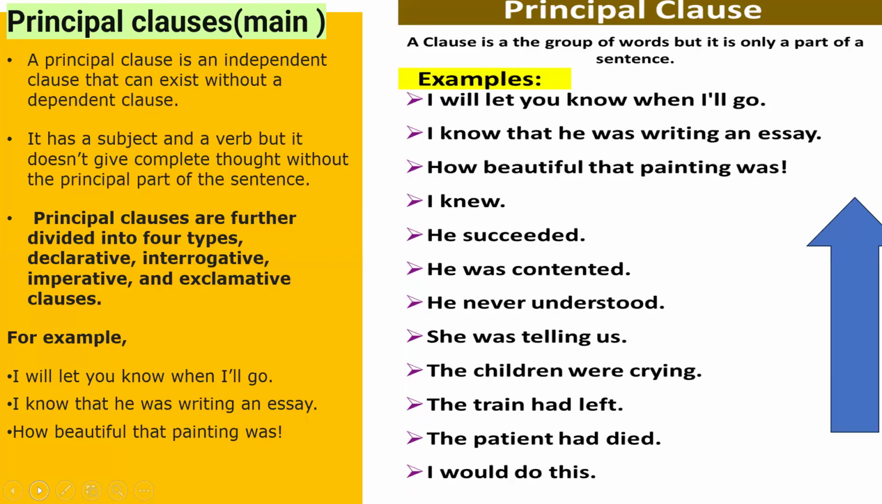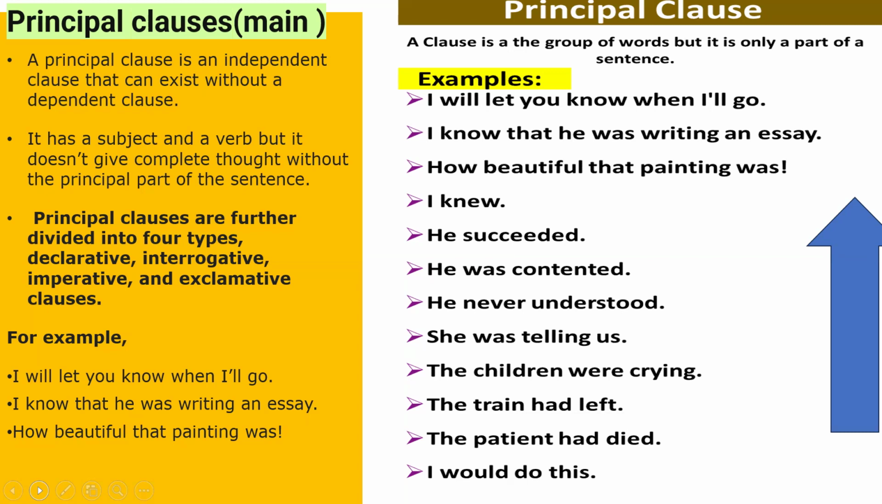It has a subject and a verb. A dependent clause does not give a complete thought without the principal part of the sentence, and it requires a subject and predicate to give its complete meaning. Principal clauses are further divided into four types based on their function: declarative, interrogative, imperative, and exclamative. Previously, we learned the types based on sentence structure: simple, complex, and compound. Now, based on function, they are declarative, interrogative, imperative, and exclamative.